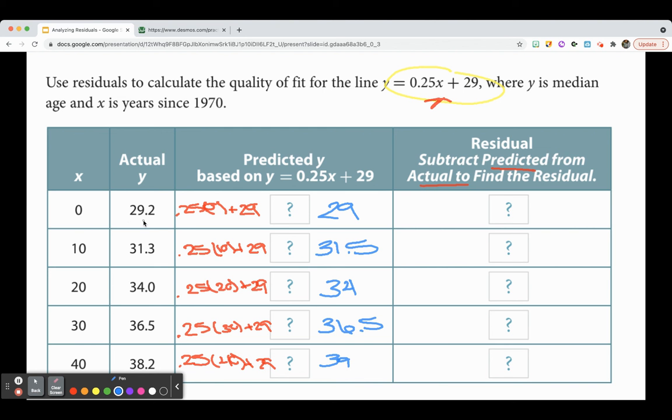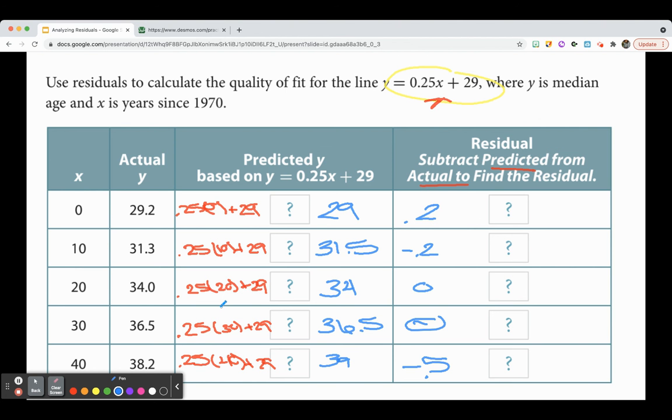So 29.2 minus 29 is 0.2. 31.3 minus 31.5, 34 minus 34, 36.5 minus 36.5, 38.2 minus 39. So go ahead and complete that particular column.